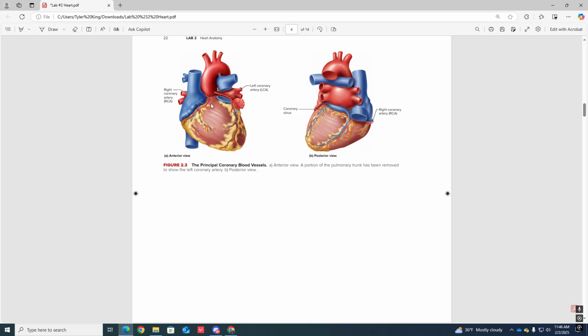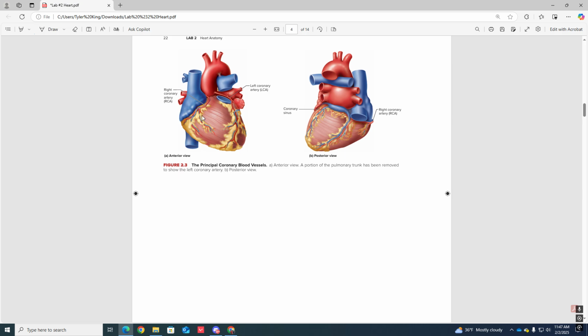Which is why cholesterol checks are really important and why it's also really important to get good exercise, because the last thing you want is to get a clot in the coronary artery and get a heart attack. So you have a right side, which supports the muscles of the right side of the heart, and you have a left side, which supports the muscles on the left side of the heart.